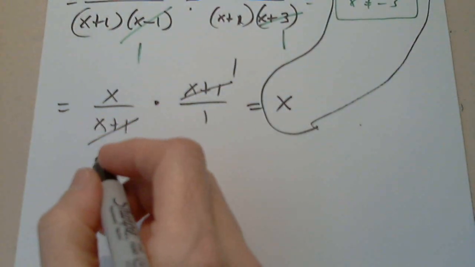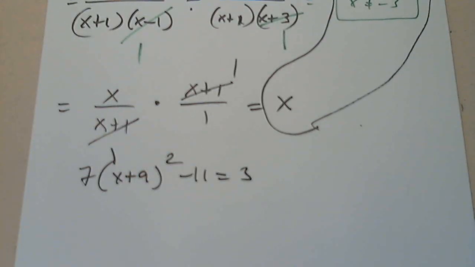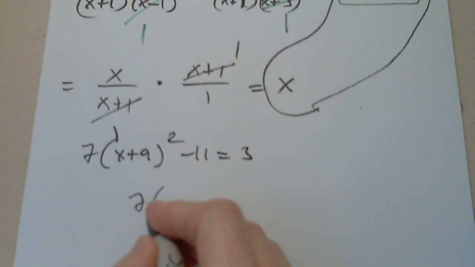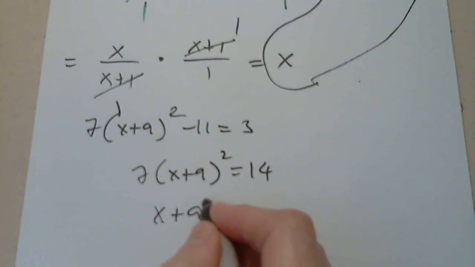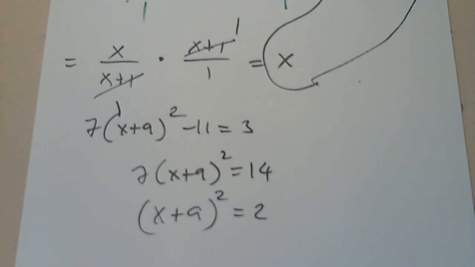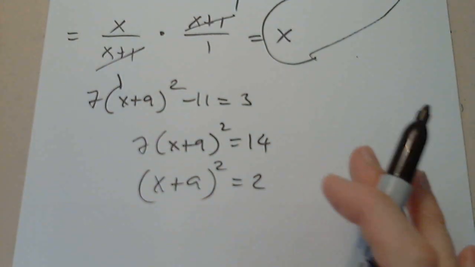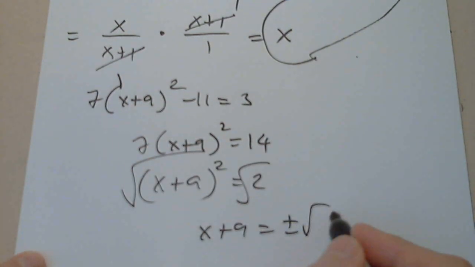So here we have 7 quantity x plus 9 squared minus 11 equals 3. As I like to say, this needs cleaning up. Of course, I'm going to add 11 to both sides. Of course, I'm going to divide both sides by 7. You cannot distribute because it's the power. The power dictates. You cannot distribute. So you can only clean it up. I cleaned it up. I know that if I forget the plus or minus, I do not get the correct answer.